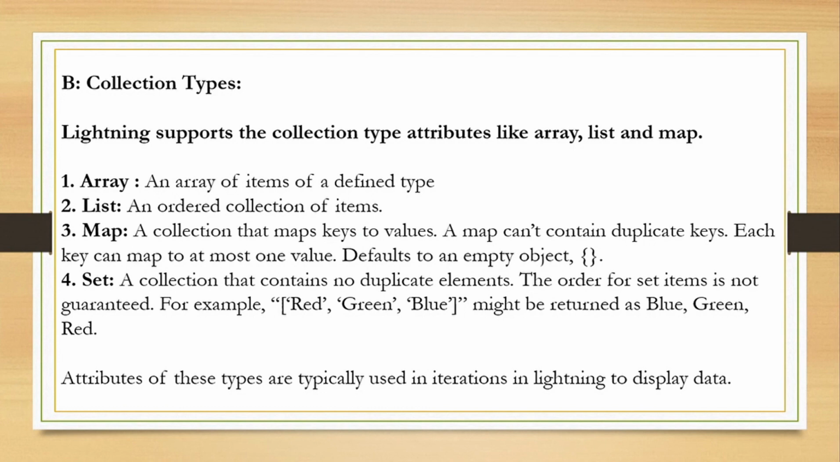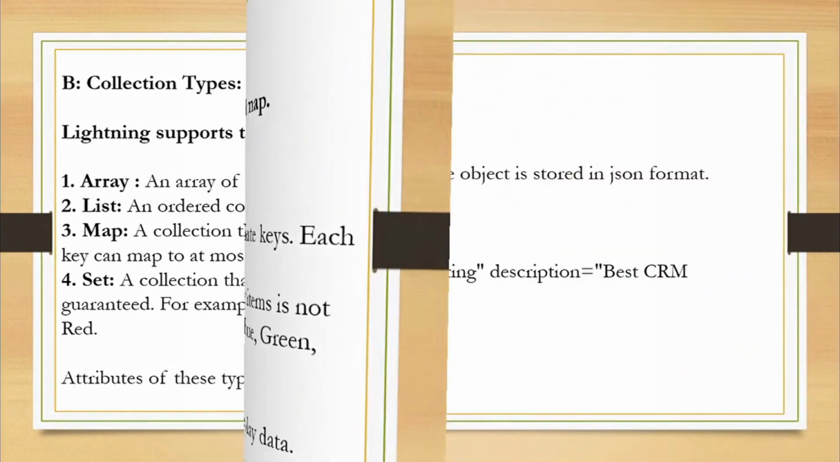Array, an array of items of a defined type. List, an ordered collection of items. Map, a collection that maps keys to values. A map can't contain duplicate keys. Each key can map to at most one value, default to an empty object. Set, a collection that contains no duplicate elements. The order for set items is not guaranteed. For example, red, green, blue might be returned as blue, green, red. Attributes of these types are typically used in iteration in Lightning to display data.